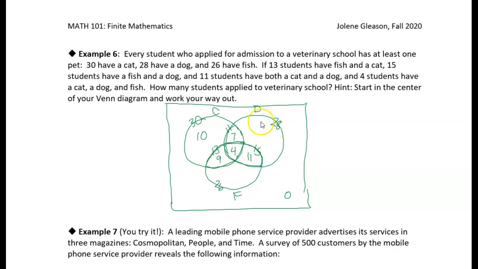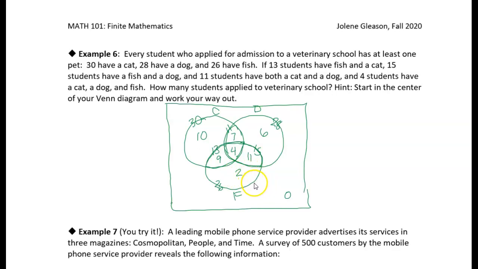And then over here, there's 28 dog people, but some of them are already accounted for. 7 plus 4 plus 11 is 22. So there have to be 6 people that have a dog only and not any of the other pets. And then finally, we have 26 people who own a fish. And we already have 24 people accounted for, right? We have this 9 and the 4 and the 11. So there have to be 2 people who have fish only and none of the other pets.